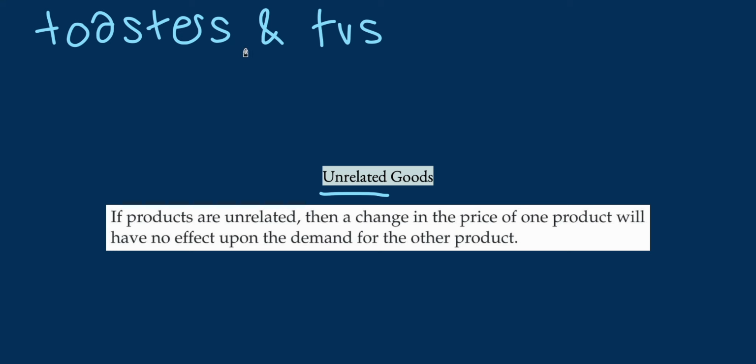Because, relevantly speaking, they don't affect each other in the same way as a TV versus an iPad would, for example, or a toaster versus a microwave would, okay? They're unrelated enough that one does not affect the other in terms of demand. So if demand decreases for toasters, it will not necessarily decrease nor increase for TVs because it's just completely unrelated.